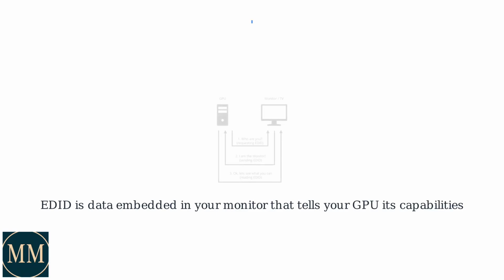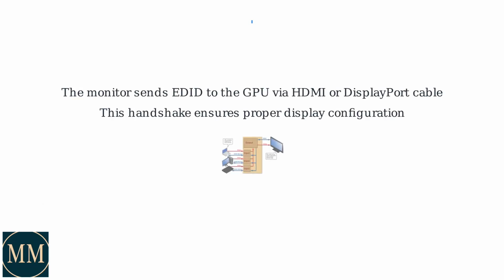EDID, or extended display identification data, is a crucial data structure embedded in your monitor. It communicates essential information to your GPU, including supported resolutions, refresh rates, and display capabilities. When you connect your monitor, it sends this EDID data to your GPU through the cable connection. This handshake process ensures your GPU knows exactly what display capabilities are available.